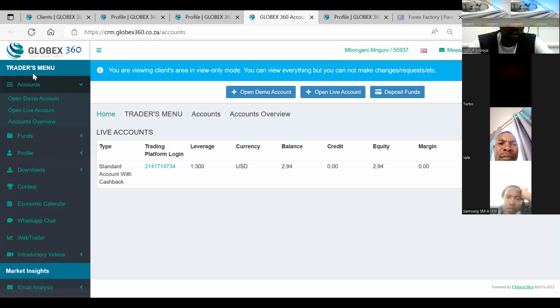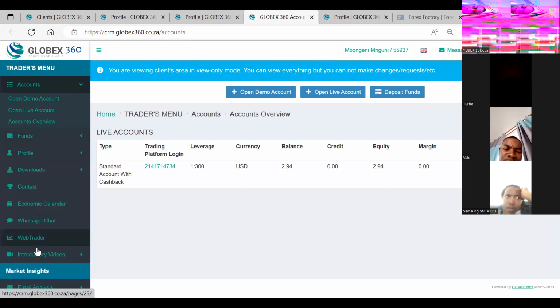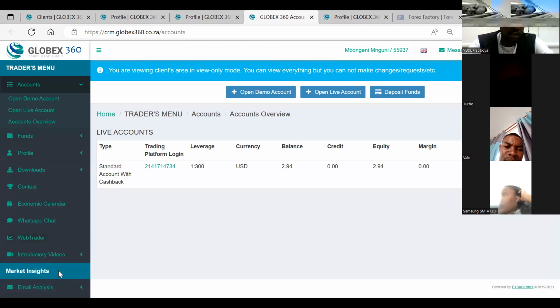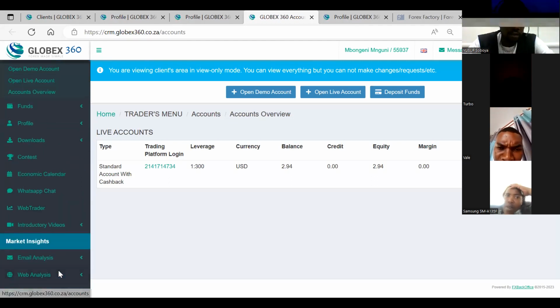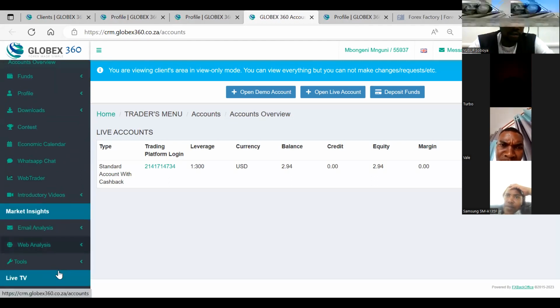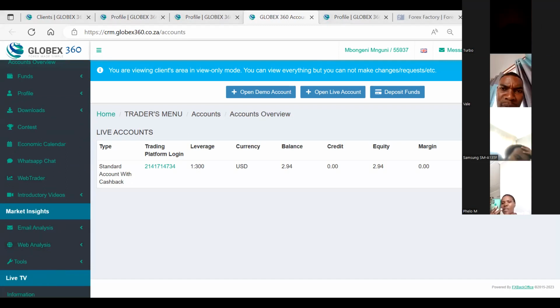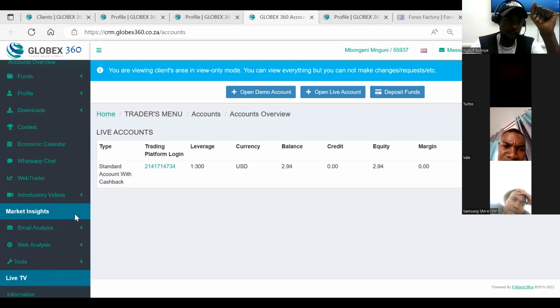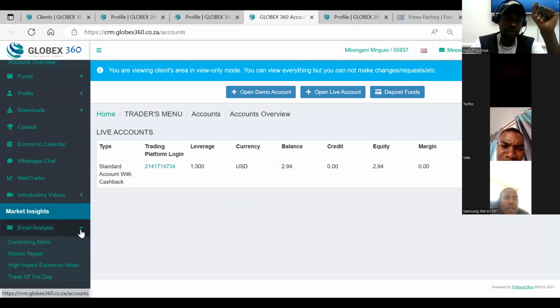You see everything, from traders report, accounts, open a demo, funds, profile, WhatsApp chat, and then you see the market insight. Market insight actually means we are giving you the insight of the market so that you can capitalize and actually trade, right? First one, you see the email analysis. This is what I was talking about, that once you subscribe, you can get the email analysis. These are the analyses under the email analysis.